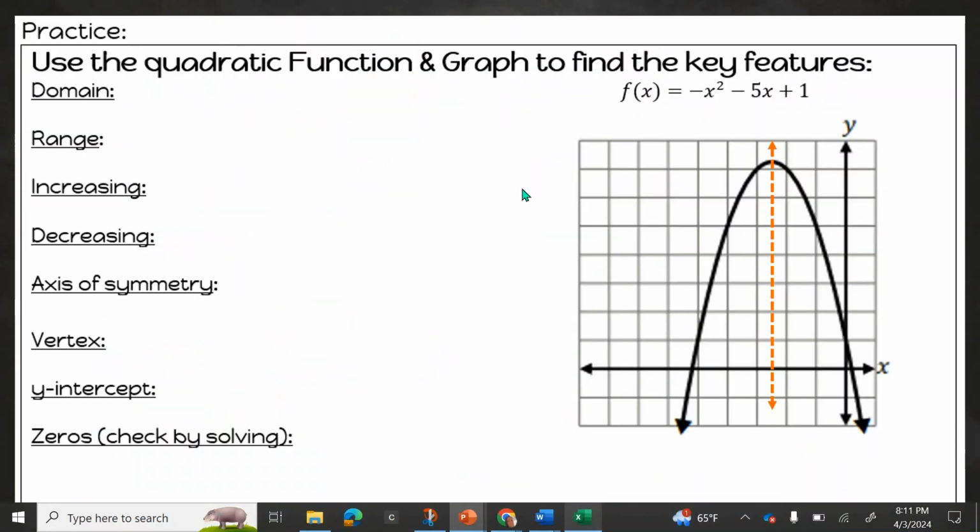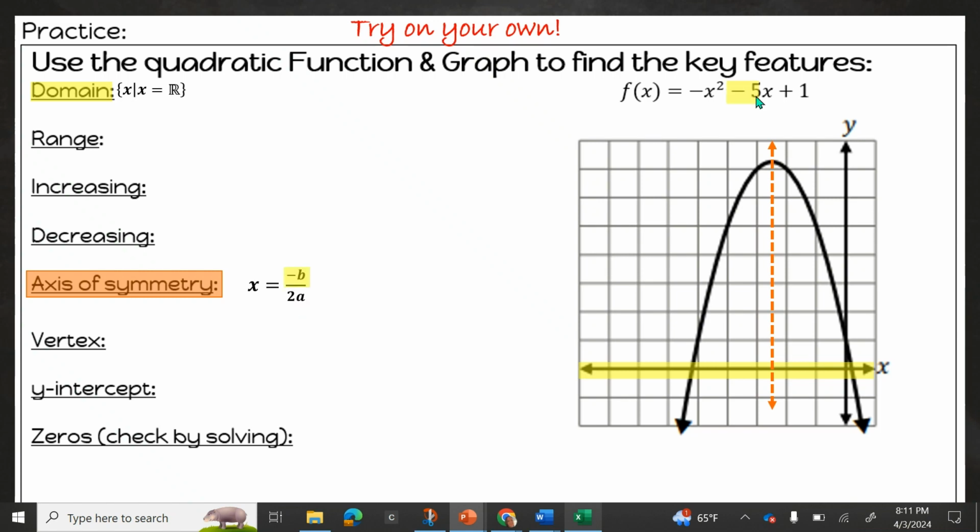We're going to do one more graph. So again, here I do want you to pause and try it on your own first, and then just come back and check the video to see if you were right. But our domain here is still going to be all real numbers. Our axis of symmetry we can find by doing negative b over 2a.